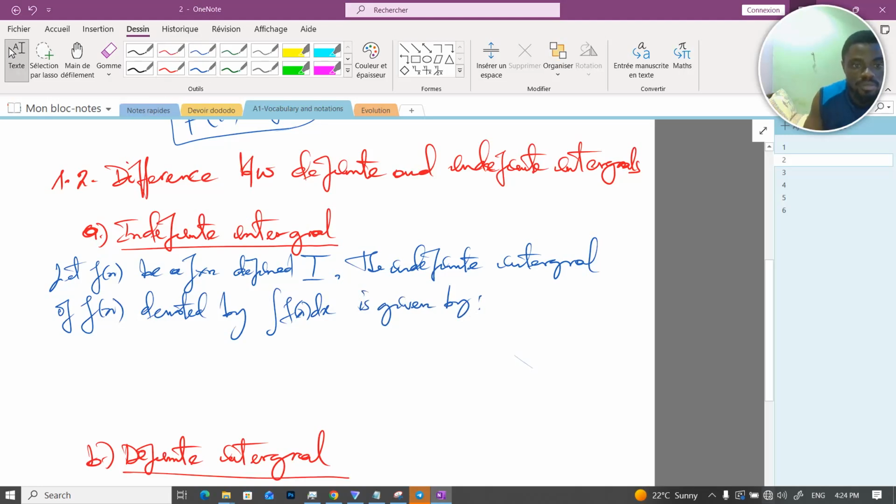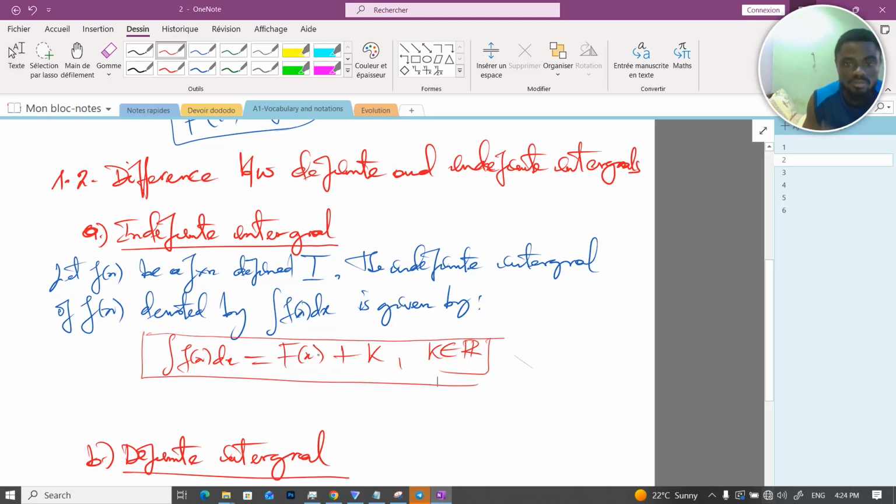let me take the right pen. The integral of f of x dx is simply equal to capital F of x plus a constant of integration k, where k belongs to the set of real numbers. This k can be any real number. You know what is termed the set of real numbers. So any real number here will satisfy this. So this is what we call an indefinite integral. You see clearly that it's not having boundaries.